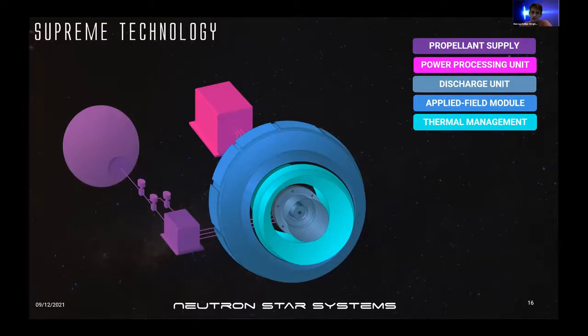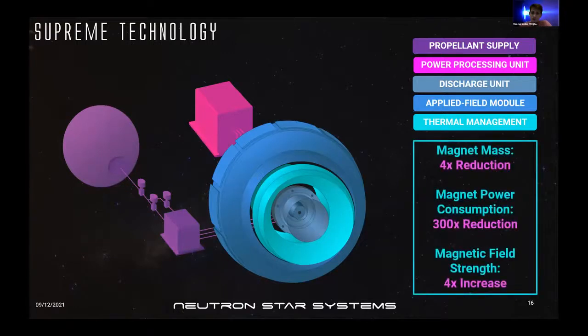The applied field module is the one which contains the superconducting coil, and that's where we're really having the main impact. So by using the superconductor instead of the conventional technology, we're able to reduce the mass of the magnet by a factor of 4. We reduce the power consumption by a factor of 300 and can enable the magnetic field strength to increase up to 4 times as strong, which means we'll be able to achieve really high performances and long lifetimes.